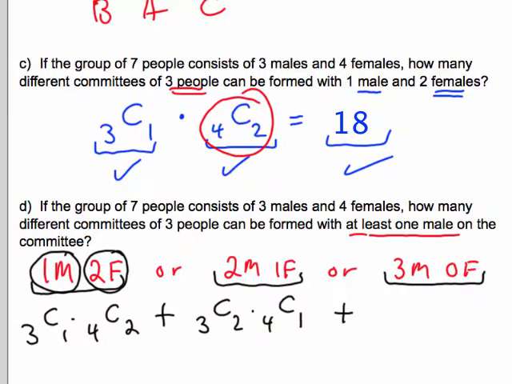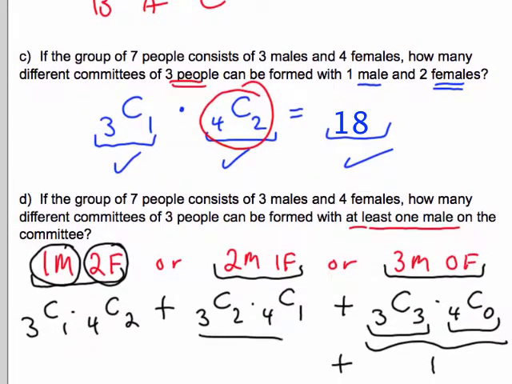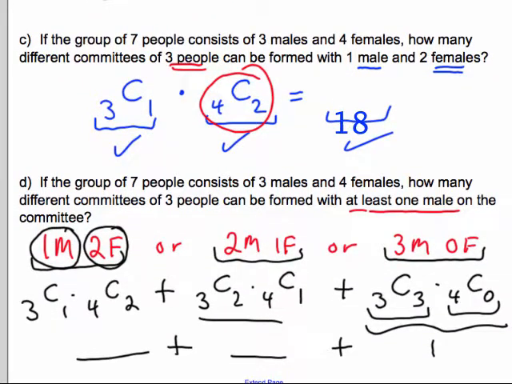And lastly, we have 3 males that we need to choose from 3 males, so 3 choose 3. That's just 1, because there's only one way to choose 3 males from 3 males. And the same way with females, there's 4 females, we're going to choose 0. There's one way to do that. So this number here is just 1. And then you can work these other numbers out to come up with your total number of ways, which I've worked out to be 31.